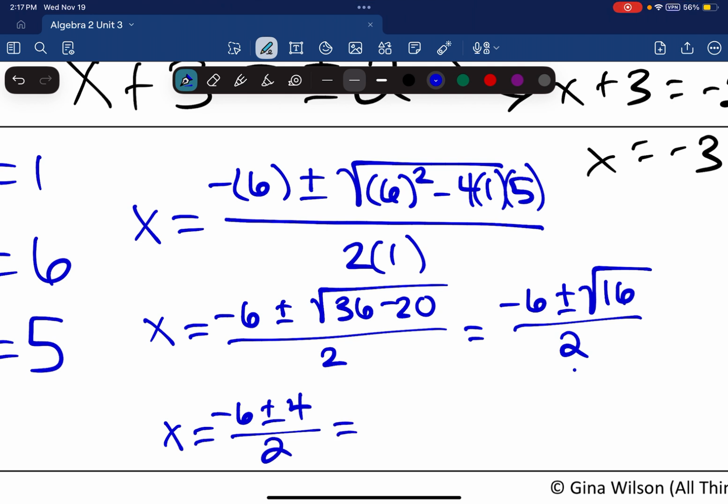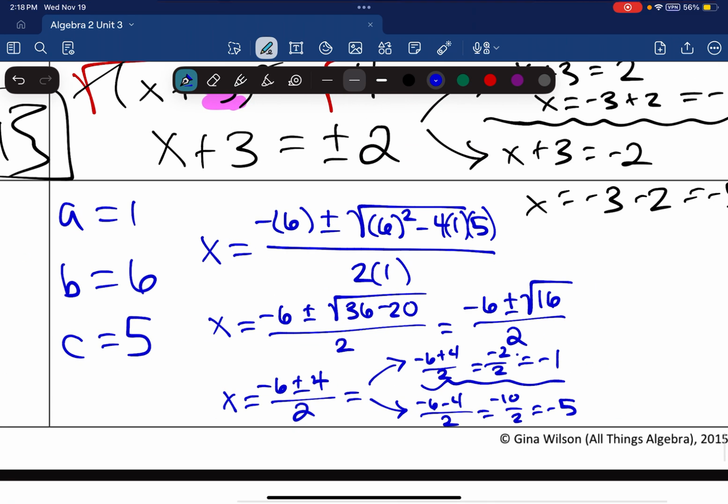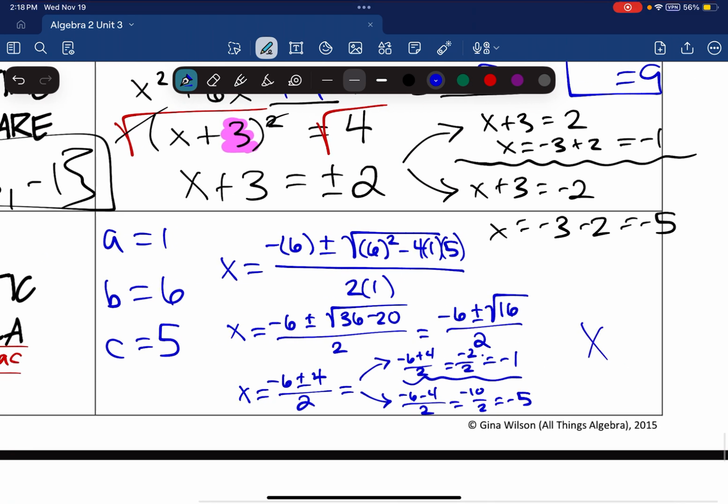Now we're going to create it into two equations because we have whole numbers. So I'm going to have a negative 6 plus 4 divided by 2 and a negative 6 minus 4 divided by 2. Negative 6 plus 4 is a negative 2 over 2, which is a negative 1. Negative 10 over 2, which is a negative 5, which again is the answers we were looking for. X equals negative 5, comma negative 1.